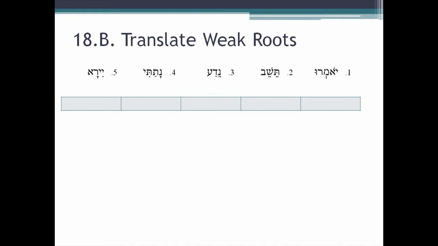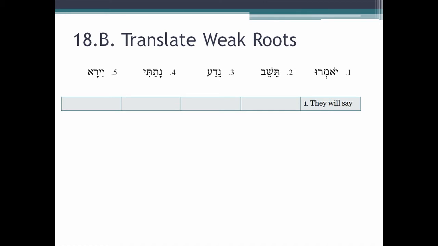Translation of weak roots. Again, we're going to have to do the same thing here. I'll do it a little more speedily. You're going to have to parse these verb forms and then translate them. So number 1, we have yomru. Do we have a prefix? Obviously, yes. We have the long u ending. So that's third masculine plural from amar, and so we translate, they will say.